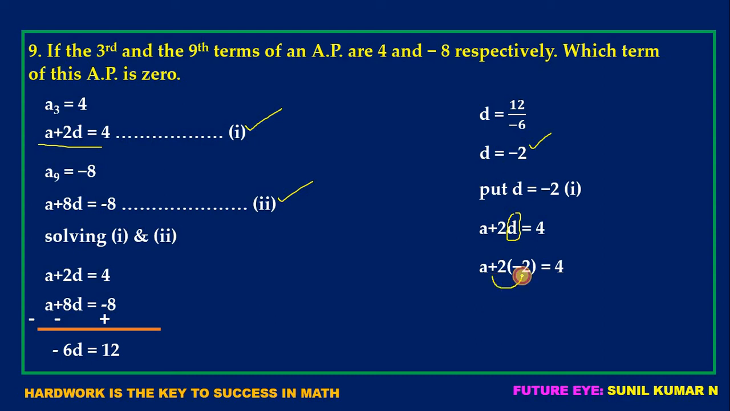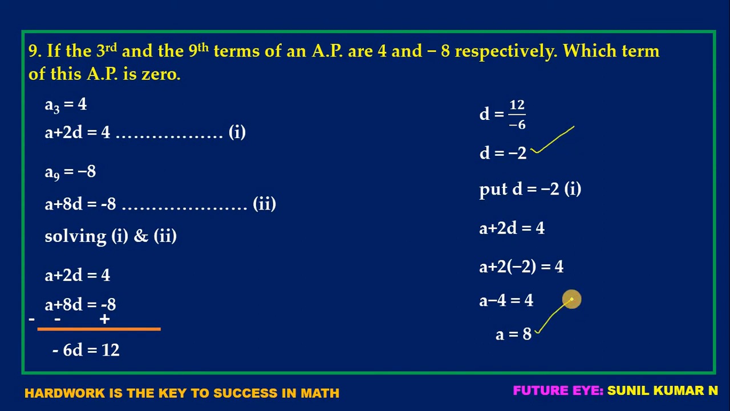Plus into minus is minus, and 2 fours are... 2 twos are 4. So minus 4 we get. And now this minus 4 transfer to right side, it becomes plus 4. So as you add 4 to 4, we get a value is 8. Now we are with d value and a value.